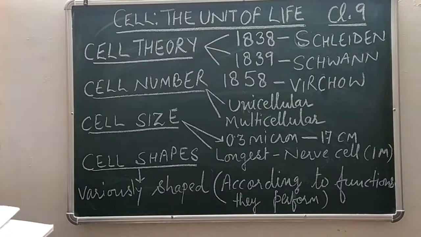Now if the cells are very small, how is it useful? The small size of a cell is advantageous in two ways. Number one, if a cell is very small in size, then different regions, different parts of a cell can communicate with each other. Secondly, if the cell is very small in size, then it will have a large surface area. So these are two advantages of cells being small in size.